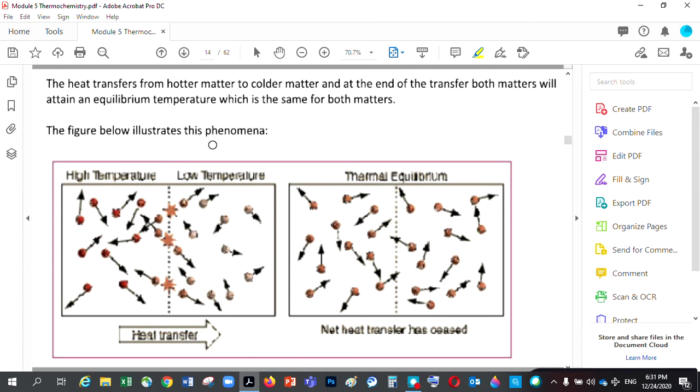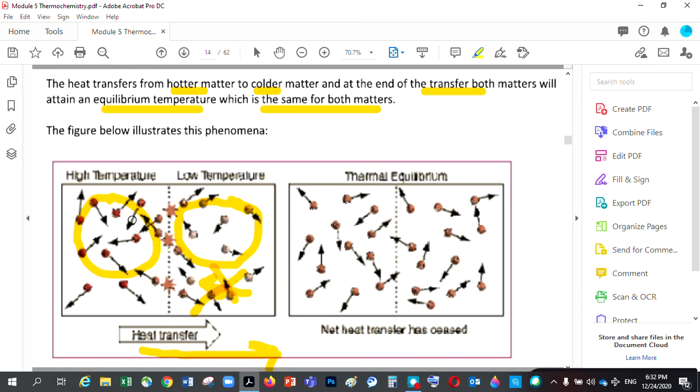Now here gives us the idea that heat transfers from hot to cold, from hot matter to cold matter. But at the end of the transfer, both matters will attain an equilibrium temperature, which will be the same for both. So we have here molecules at high temperature, and here molecules at lower temperature. The lower will never come back, they cannot go this way. They are not allowed to go from cold to hot. So the transfer is always one way.